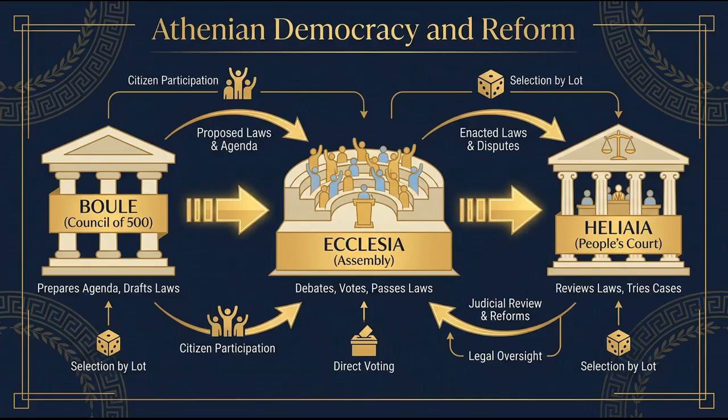Lesson 1. Athenian Democracy and Reform. Trace the evolution of Athenian democracy. Begin with Solon, who in 594 BCE introduced a reform called the seisachtheia. This reform canceled existing debts and outlawed debt slavery.